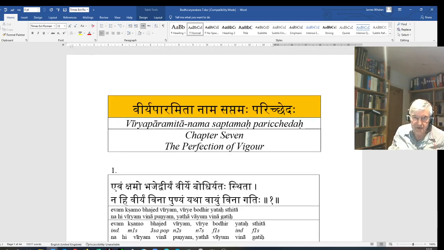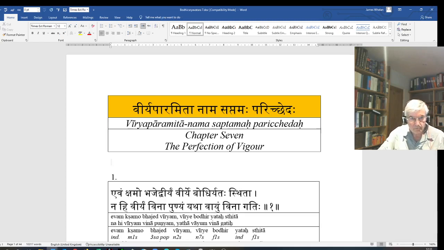Now, one last point that I'll show you, and I'll do it by just writing on this page, which I'll then delete, is the use of asterisks to indicate an incorrect form or a form that doesn't exist. Say for example, I'm telling you about the verb gam, and that makes its present tense, he, she, or it goes, is gacchati.